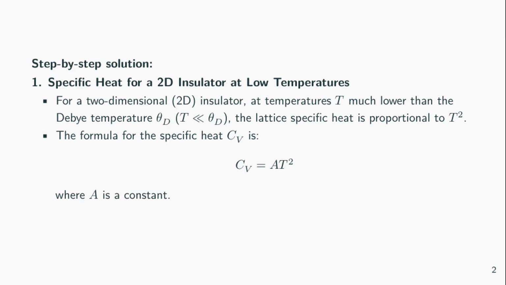Step 1. Specific heat for a 2D insulator at low temperatures. First off, we need to know how the specific heat behaves for a two-dimensional insulator, especially at low temperatures. For these materials, when the temperature, let's call it T, is much lower than the Debye temperature, which we denote as theta sub D, the lattice specific heat is proportional to T squared. So we can write the formula for the specific heat C sub V as A times T squared, where A is just a constant.